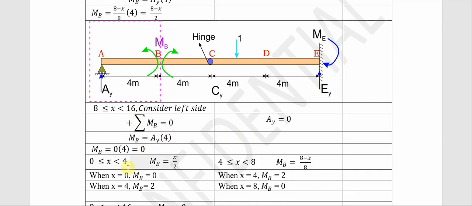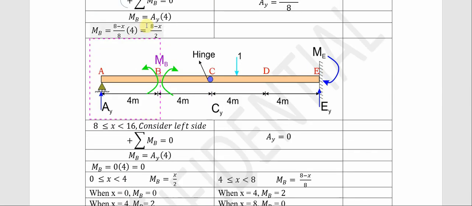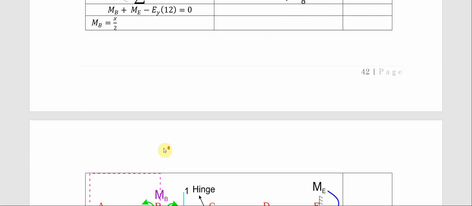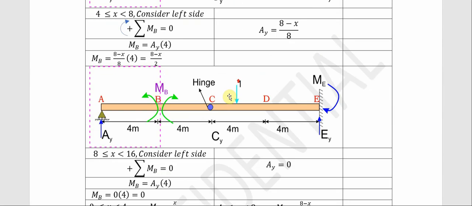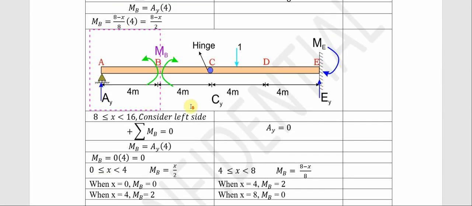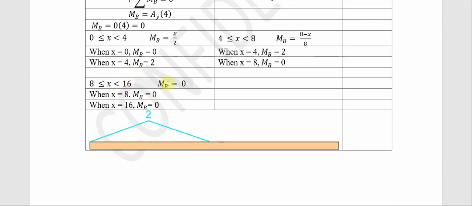Now we write out our equation from 0 to s equals to 4, and the moments at that particular point, and from range 4 to 8, and also from range 8 to 16. Now these are the values we have for 0 to 4. We have x over 2. We are going to put that one down. Then for range 4 to 8, we have 8 minus s over 2, we put it down. Then for 8 to 16, we have it as 0.